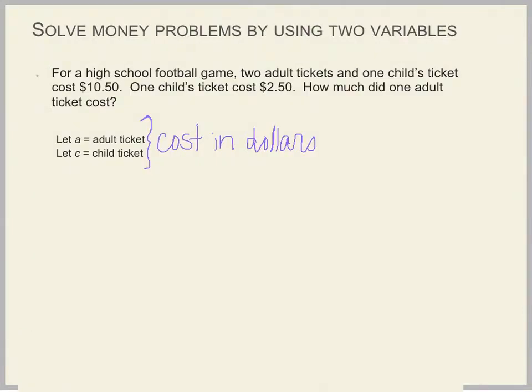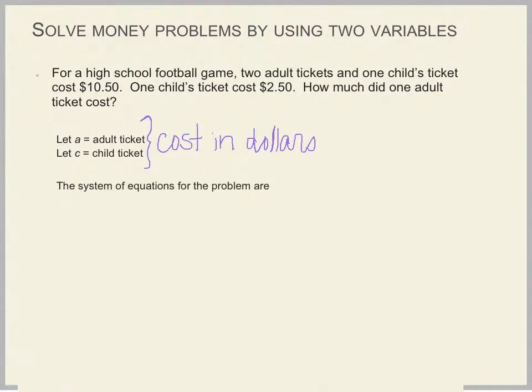I can use the idea of substitution in solving this money problem. For a high school football game, 2 adult tickets and 1 child's ticket cost $10.50. If 1 child's ticket costs $2.50, how much does 1 adult ticket cost? First, I'm going to set up my 2 unknown variables. I'm going to say that A equals the cost of an adult ticket in dollars, and that C equals the cost of a child's ticket in dollars.